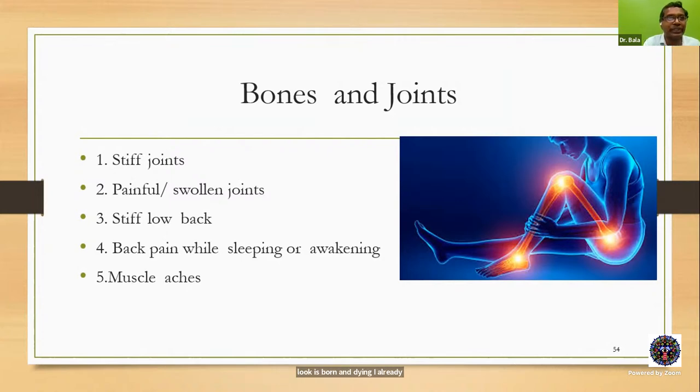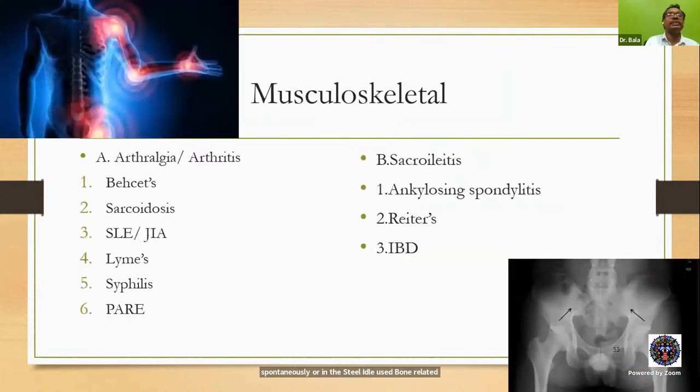So history of stiff joints, painful swollen joints, history of stiff low back, back pain while sleeping or awakening, muscle aches are all relevant to see if there is a relevant association with HLA-B27 ankylosing spondylitis, or in the steroid-induced bone-related problems, whether contraindications are there or not. So arthralgia, arthritis could happen in Behcet's, sarcoidosis, SLE, JIA, even an infectious disease like Lyme's and syphilis. PRE is a mnemonic for psoriatic arthritis, ankylosing spondylitis, Reiter's, and enteropathy. That stands for the HLA-B27 entities. Enteropathic arthritis includes ulcerative colitis, Crohn's. So all this relevant history for arthralgia, arthritis is very important.